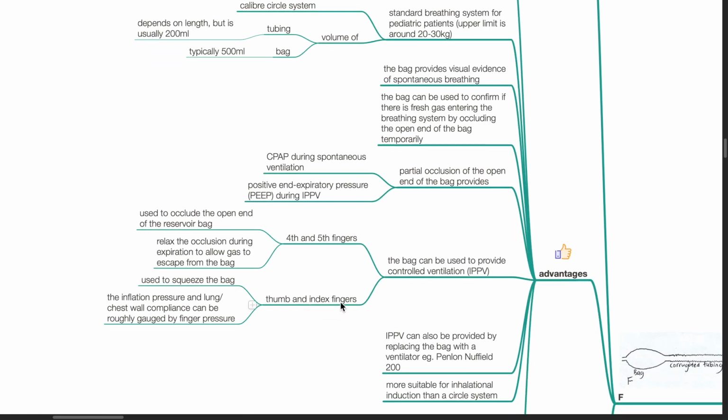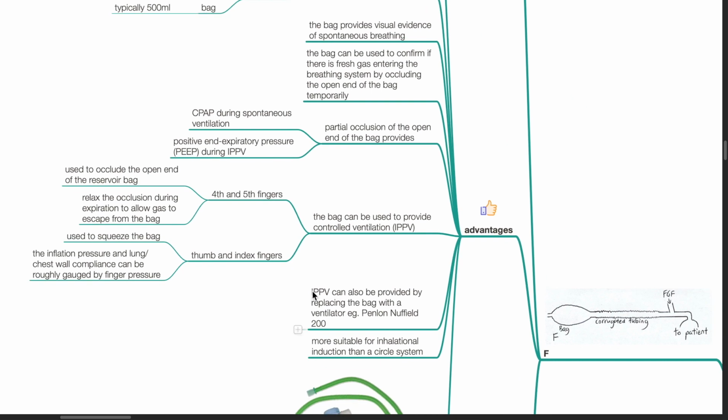The bag can be used to provide controlled ventilation, with the 4th and 5th fingers used to occlude the open end of the reservoir bag, and the thumb and index fingers used to squeeze the bag. Relax the occlusion during expiration to allow gas to escape from the bag. The inflation pressure and lung or chest wall compliance can be roughly gauged by finger pressure. IPPV can also be provided by replacing the bag with a ventilator such as the Penlon Nuffield 200.